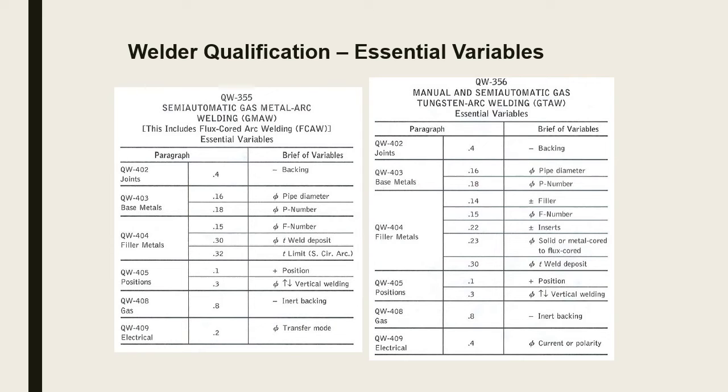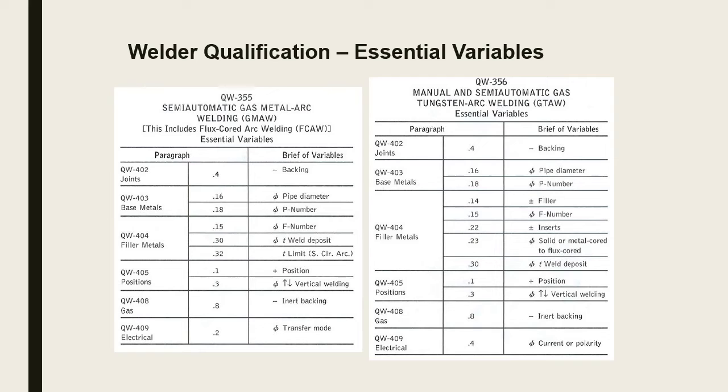Welder qualification. Here's the essential variables for welder qualification. You can see there's only one for gas metal arc welding and one for gas tungsten arc welding. There's only half a dozen welder qualification essential variables. Remember when we were talking about essential variables for procedure qualifications for WPSs? Remember how big that laundry list of essential variables was? For welder qualification, it's just half a dozen.